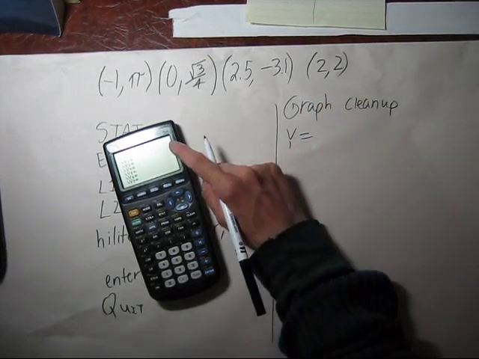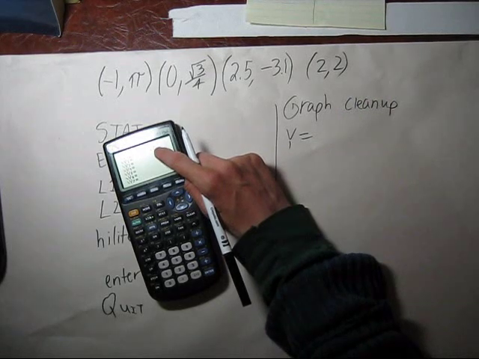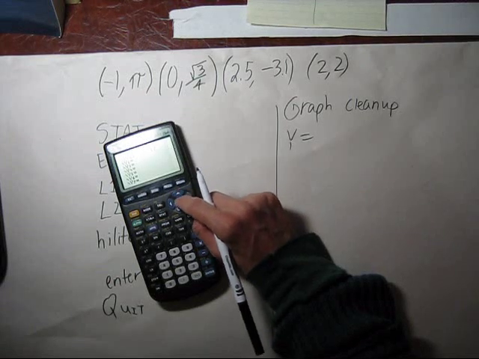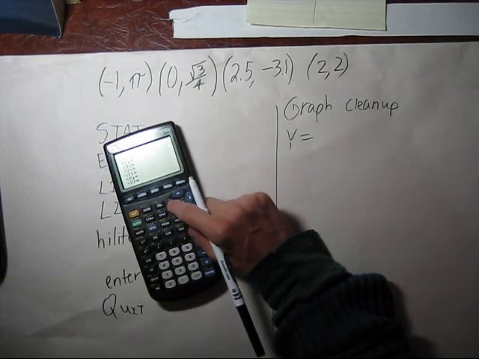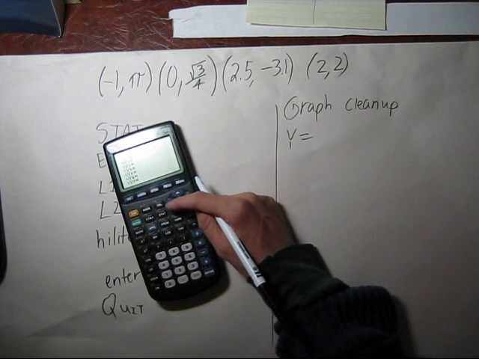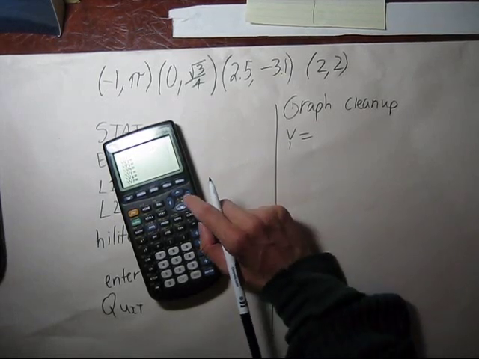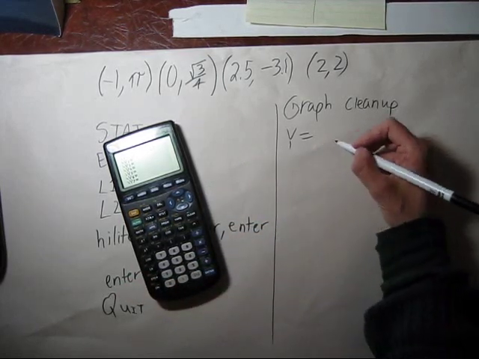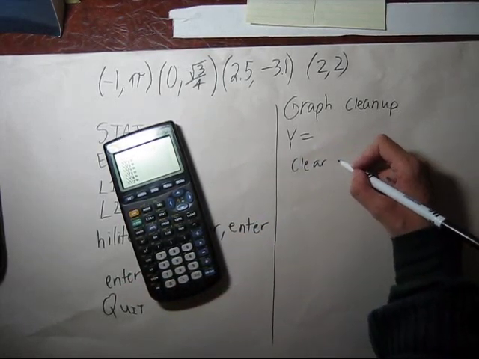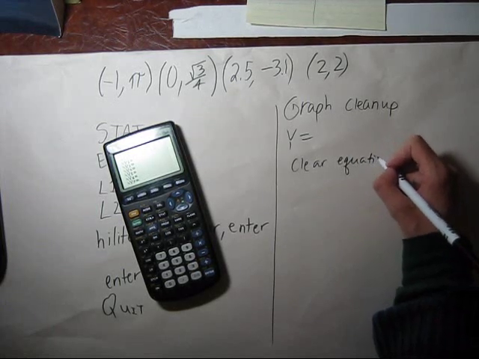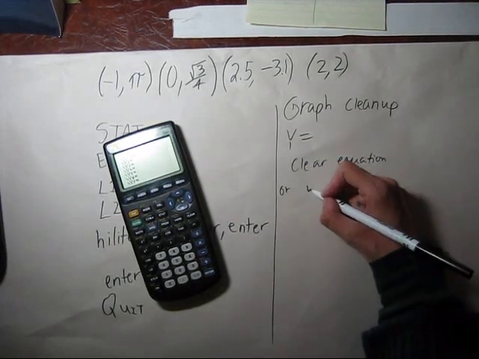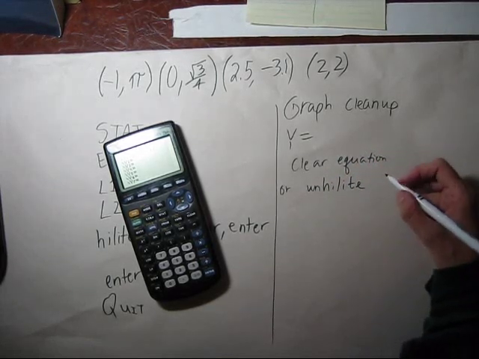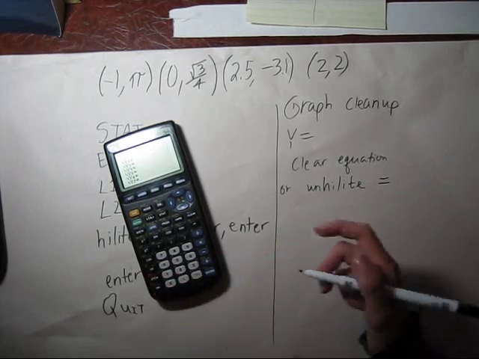there's a couple of ways you can do it. You can just clear the graphs, but maybe there's some equation in there that you're going to use again, so you don't want to delete it. So you can left arrow over to the equal sign and hit enter. Okay, then the equal sign isn't highlighted, it won't plot. So you can clear equation, or I'm going to put unhighlight. I don't know if that's a word or not. The equals. Now we're going to go to stat plot.